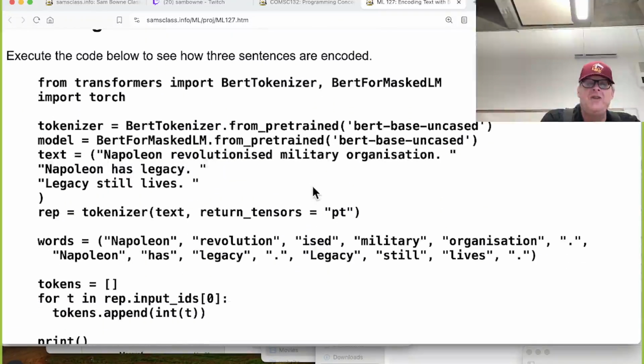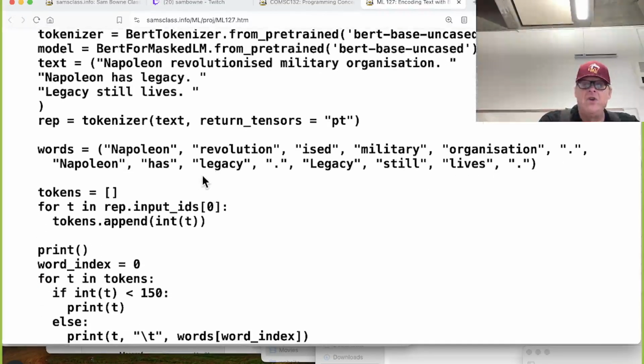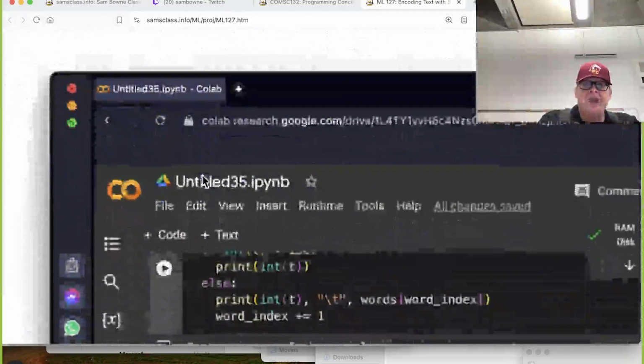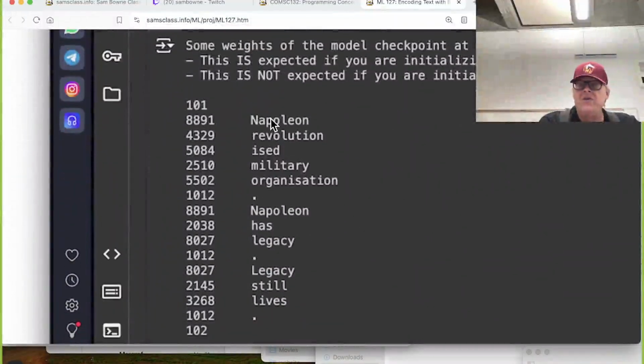So here you tokenize three sentences. Napoleon revolutionized military organization. Napoleon has legacy. Legacy still lives. Those are three sentences. So here's the words. Now you tokenize them, and here they are showing as tokens. All you're doing is assigning numerical values to them, and those numerical values are essentially random. They don't mean much of anything except that they stick with it.